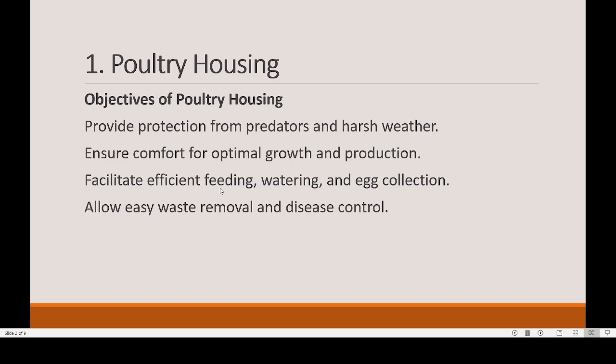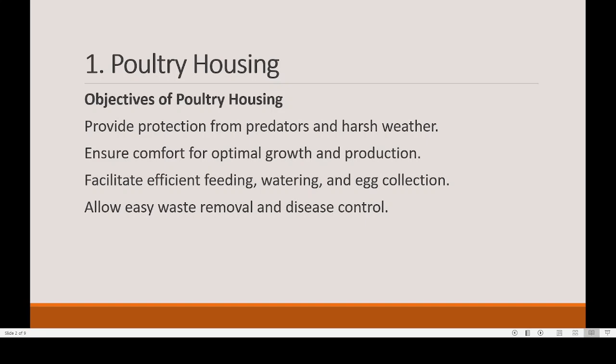Then it should facilitate efficient feeding, watering and egg collection. See, in a larger setup like this, feeding the animals will be easy. Giving them water will be easy. And also collecting the eggs laid by the chicken will be easy. So that is the advantage of this kind of advanced setup.